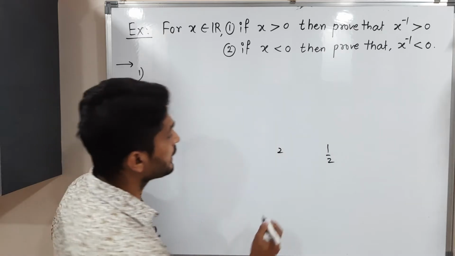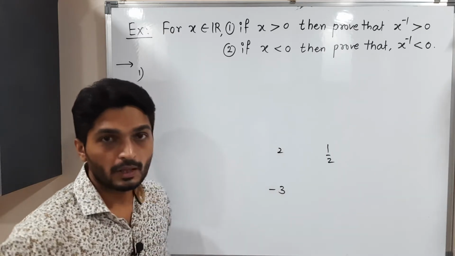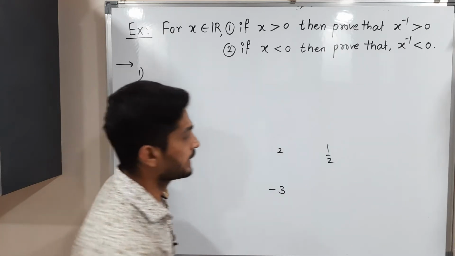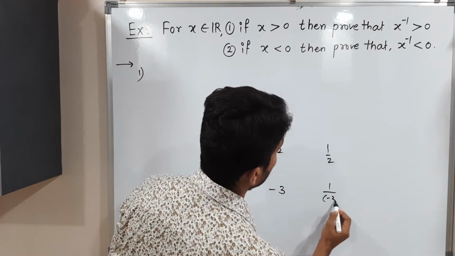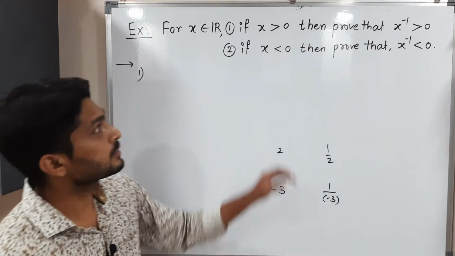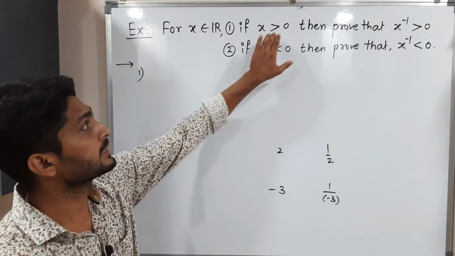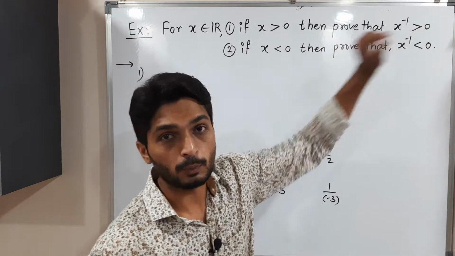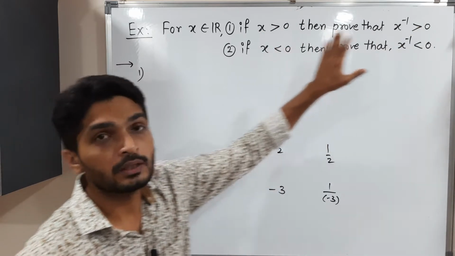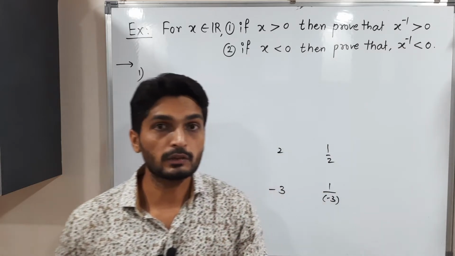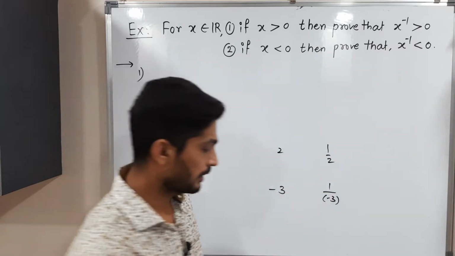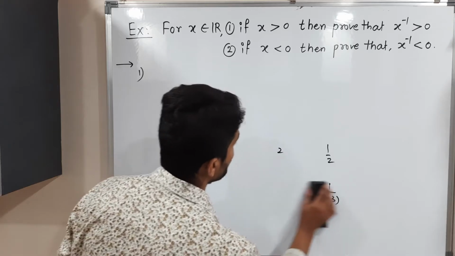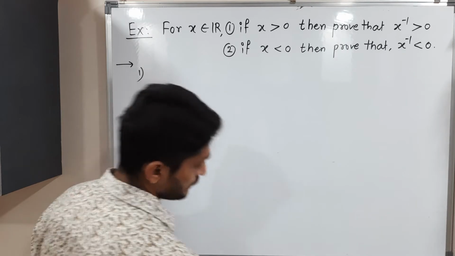And if you take any negative number, for example, -3, what will be the multiplicative inverse of -3? It will be 1/-3. That means again, it is a negative number. So the same thing we have to prove. If x is positive, its inverse is positive, and if x is negative, then its multiplicative inverse is also negative. So we have to prove these two things. First of all, we will work on the first part, okay?